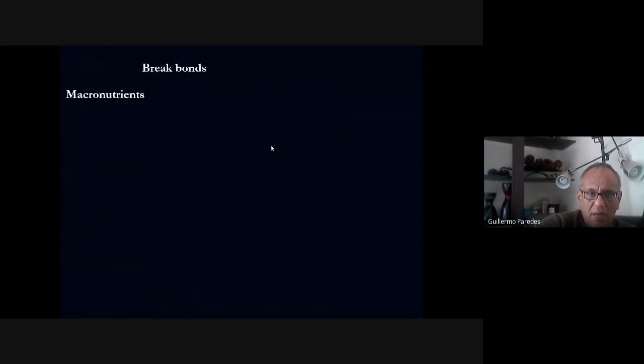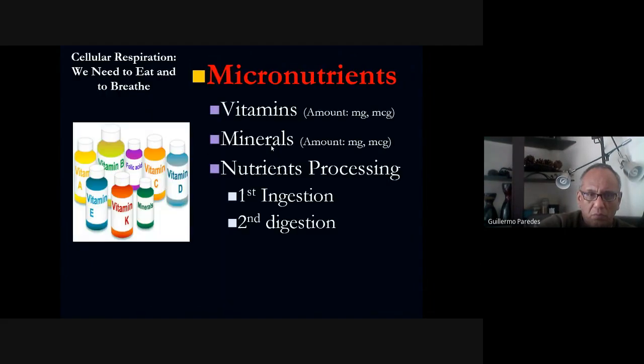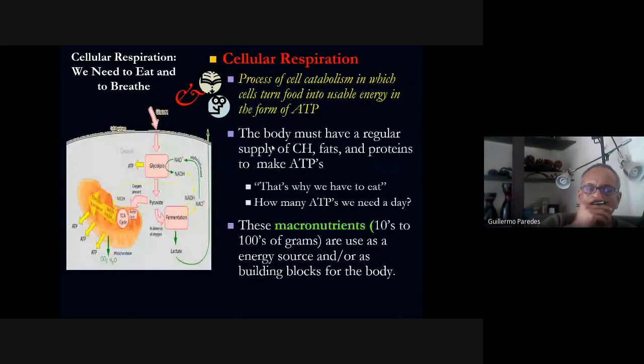All right, so we have macronutrients. These two slides say: cellular respiration, a process of cell catabolism in which the cell turns food into usable energy in the form of ATP. Just forget about all these definitions. The cell needs oxygen, period. For what? To produce ATPs. Just use your own words. Let's not try to memorize definitions that are very static, very rigid. Let's do something more flexible and easy.